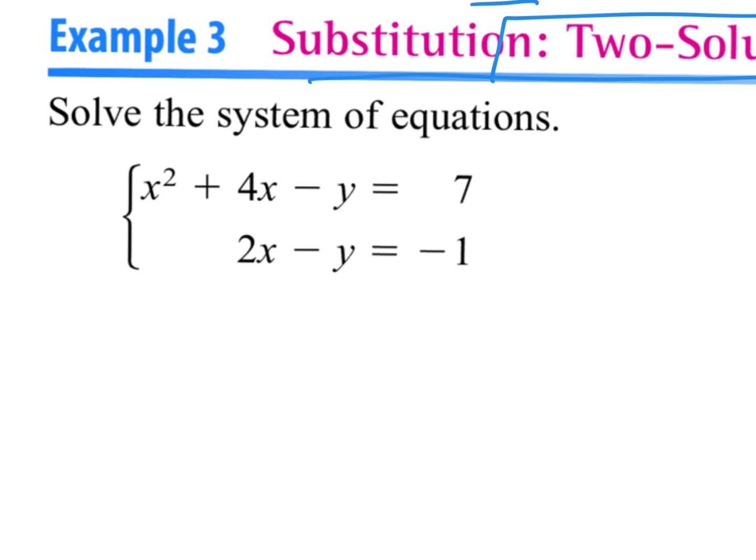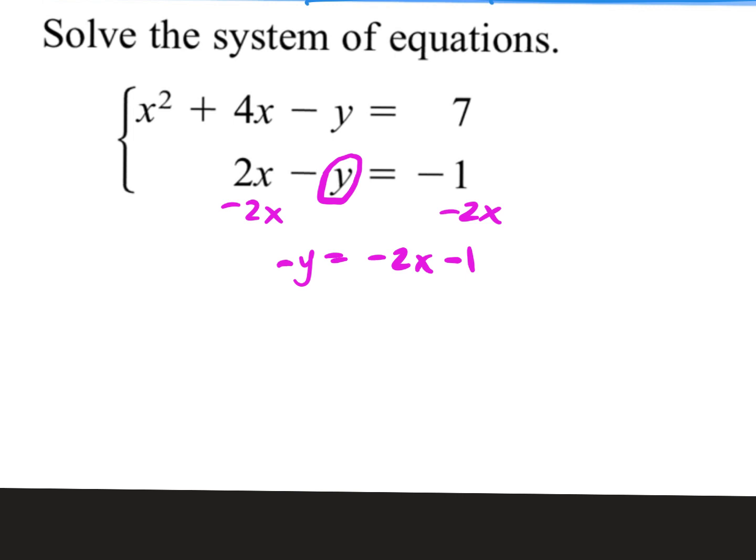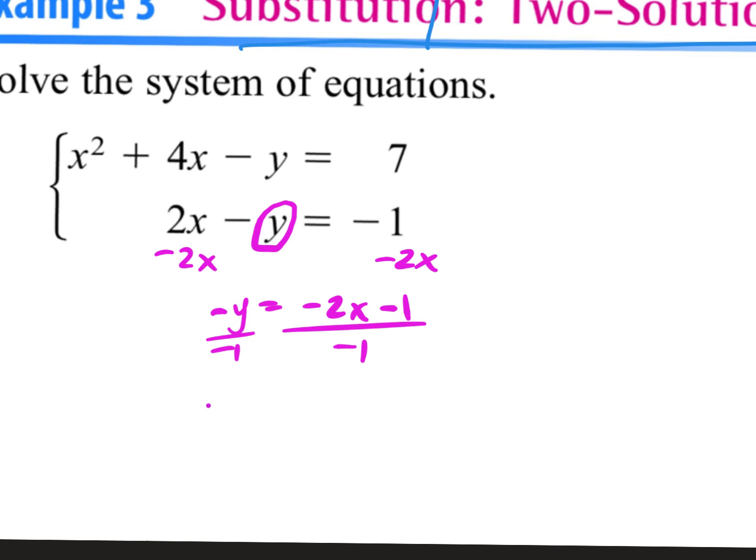So again, this is telling us to solve using substitution. You guys can solve for whatever variable you want to. I like to choose the things that are the easiest. So I think that this equation on the bottom looks like the easiest one to get a variable by itself. Doesn't have a coefficient or anything like that. So I'm going to subtract 2x from both sides. I have negative y equals negative 2x minus 1. You could have written negative 1 minus 2x, doesn't matter. And then I'm going to divide everything by negative 1. Agreed? So I get y equals 2x plus 1.